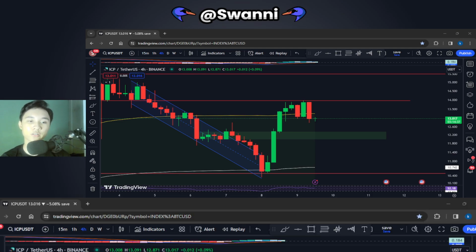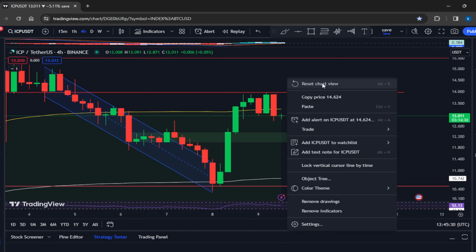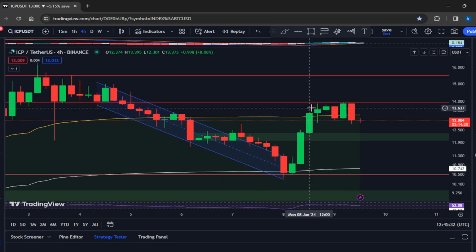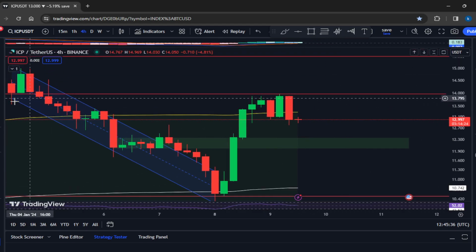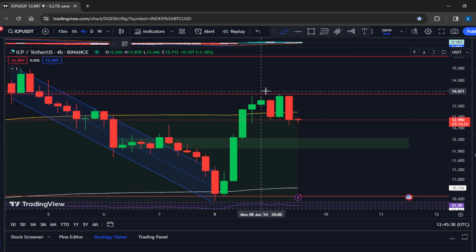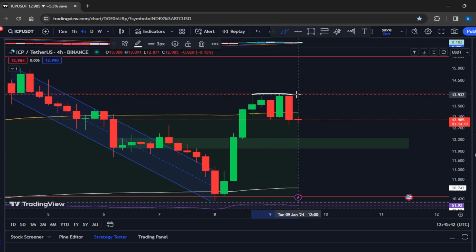So as you guys can see right now in the charts, we are having a pullback. Now this pullback was to be expected, again, because first off we have approached resistance. Yeah, we have touched a resistance level at $14. So obviously a pullback was to be expected.